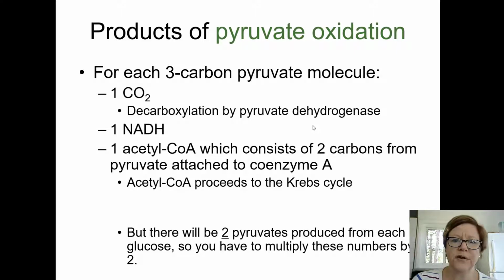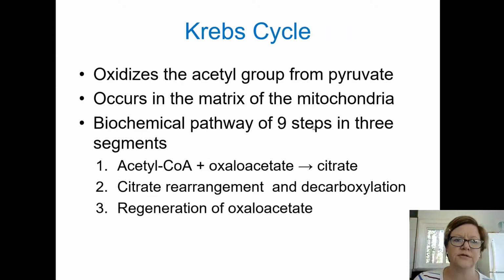For each 3-carbon pyruvate molecule, this is just a review of the last slide, decarboxylation occurs, and that releases 1 CO2, you get 1 NADH, and you get 1 acetyl-CoA. But then, like I said, there's really 2 pyruvates from each glucose that we began glycolysis with, so you have to multiply all the numbers by 2.